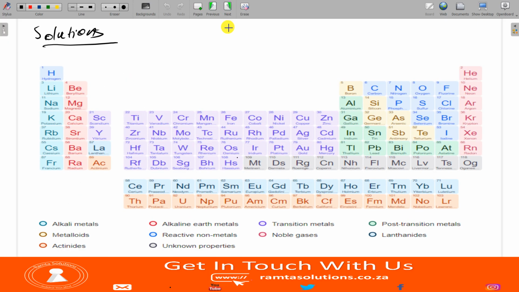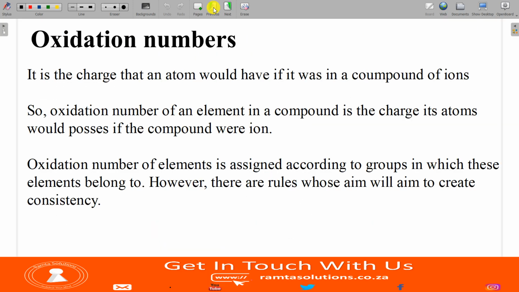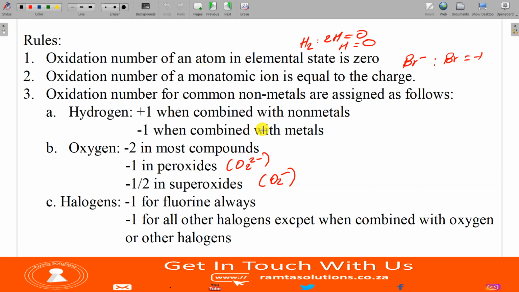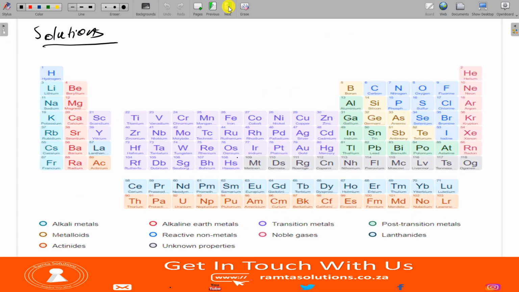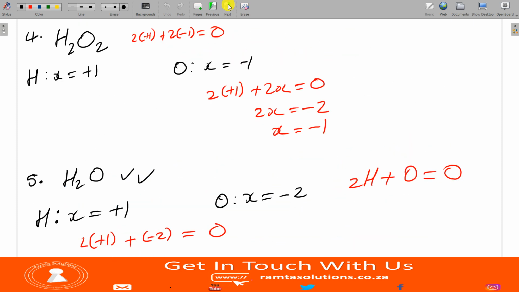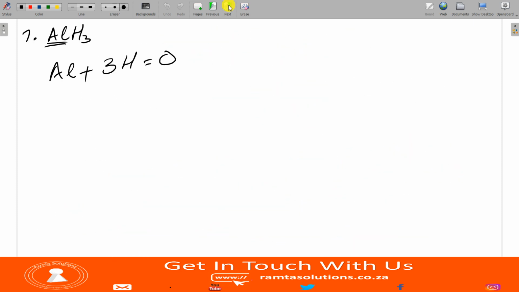Now, aluminium, where is it? Aluminium, here it is. Is aluminium a metal or non-metal? It is a metal. What is the rule when combined with metals? Oxidation number is negative. Okay, oxidation number is -1. So we say X plus 3 into -1 equals 0. What is this? X minus 3 equals 0. So X equals plus 3.